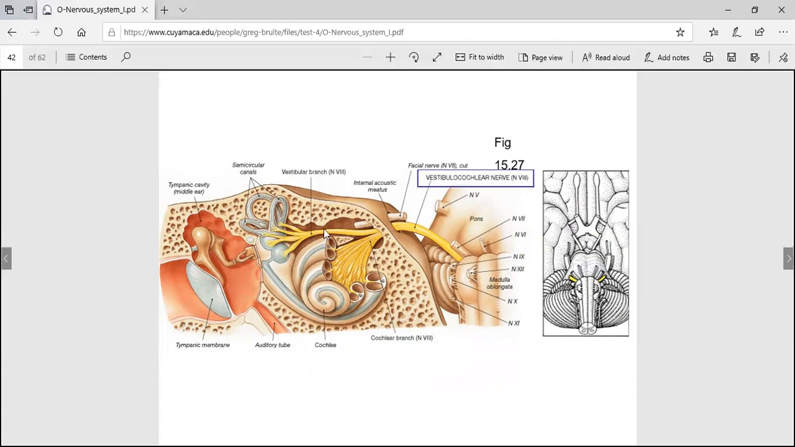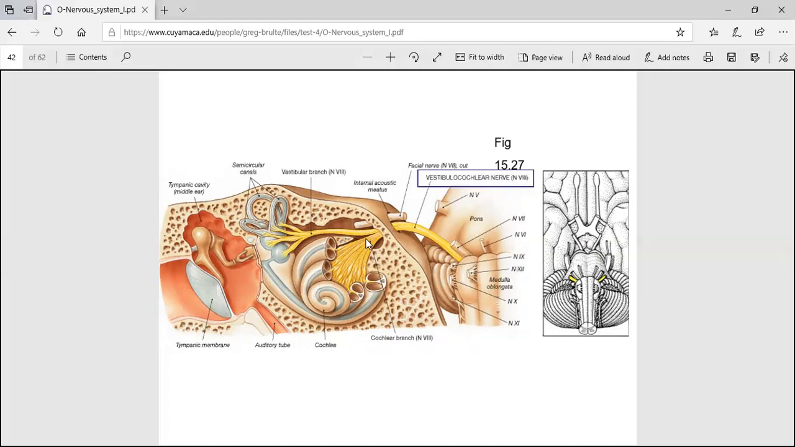So it's almost like two different nerves that flow together, the vestibular branch and the cochlear branch. The cochlear branch is for hearing. The vestibular branch is for balance. So this actually goes to your cerebellum, and this goes somewhere else. So it is almost like two different nerves, but they call it the vestibulocochlear nerve.